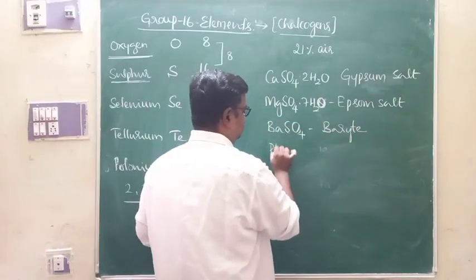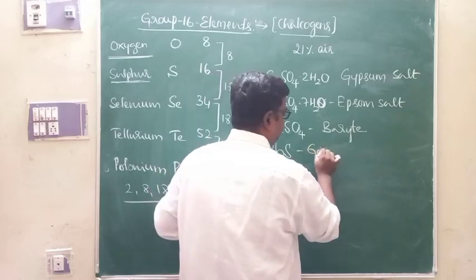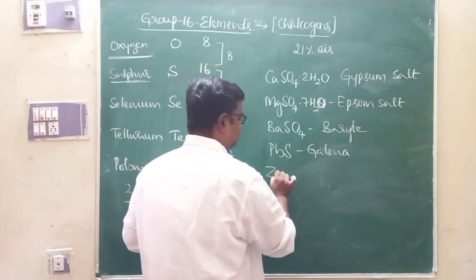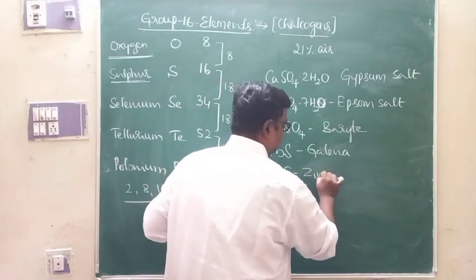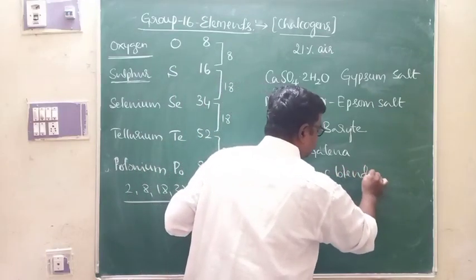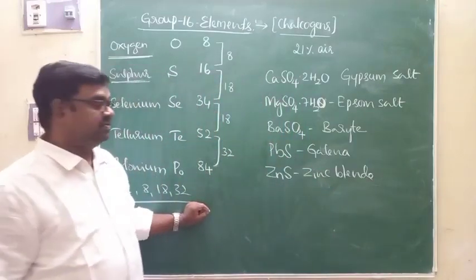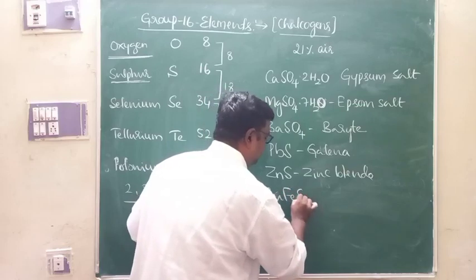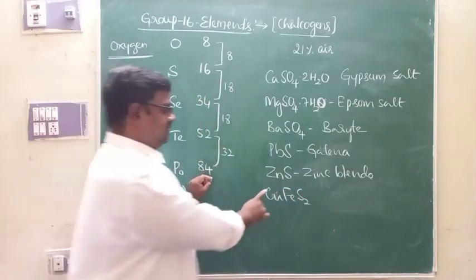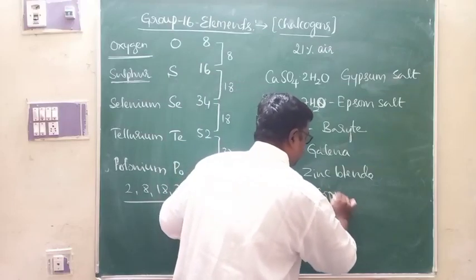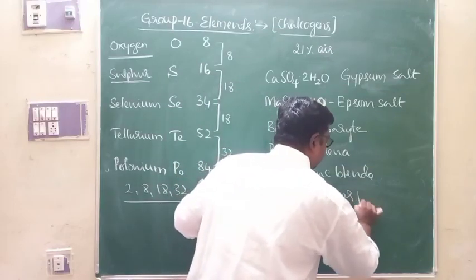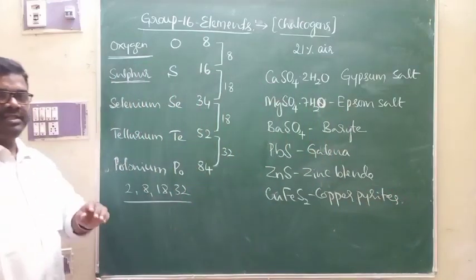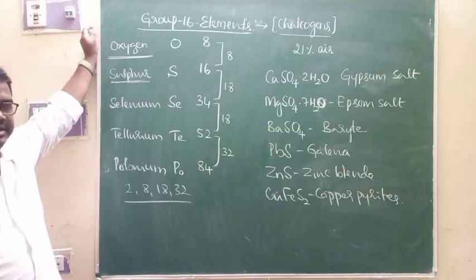Apart from that, sulfur is available in the form of sulfides. One of the minerals of lead, that is galena. Sulfur is available in the form of zinc sulfide, that is zinc blende, we call it. This is one more mineral of sulfur, zinc blende. One of the popular minerals of sulfur would be copper pyrites, CuFeS2, that is one of the popular minerals of copper. So these are the different forms of sulfur in combined state.